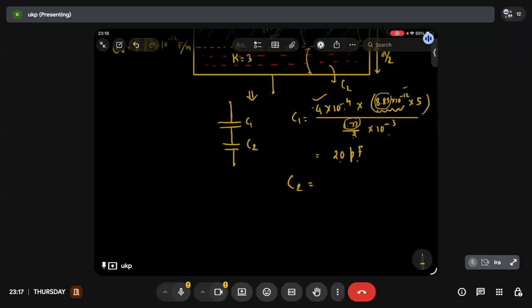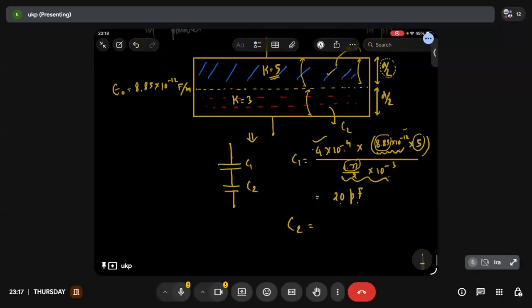ये वाला part same in both C1 and C2. ये वाला part भी same, only differ होगा in terms of this 5. जब 5 था तब वैल्यू था 20, जब 1 था तब वैल्यू होगा 4, तो जब 3 होगा तब वैल्यू कितना होगा दोस्त? Will it be 12 picofarad? Yes or no? Does it make sense?